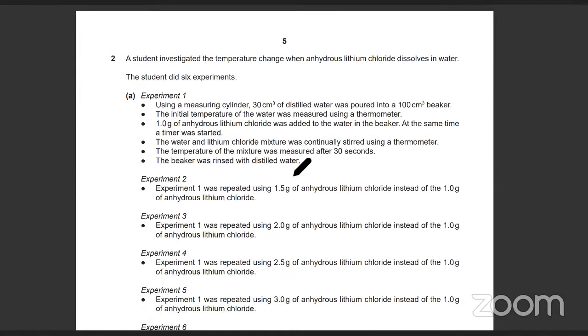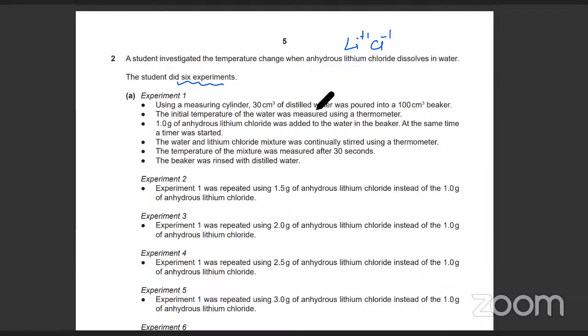Okay, next part. There are quite a lot of things happening here. A student investigated the temperature change when anhydrous lithium chloride dissolves in water. So lithium is group 1, chloride is group 7, so lithium chloride dissolves in water. He did 6 experiments.